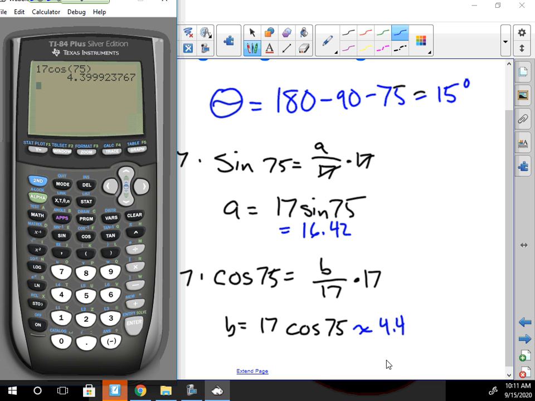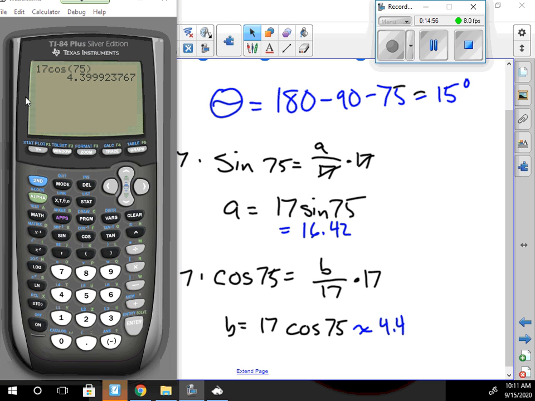So that's it for solving right triangles. We have other options that I'm going to show you in the video tomorrow for how to solve the same exact problem using different trig ratios and things of that nature.